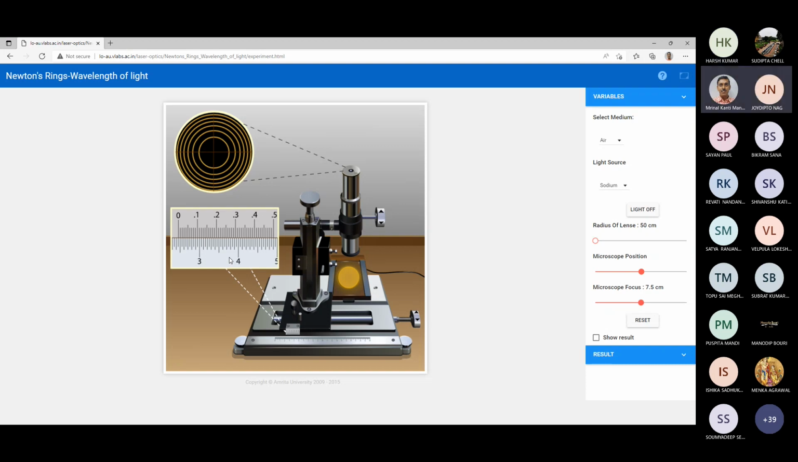Hello, you see, you have taken this reading. You notice my cursor. You have taken this reading in the left side, and you take this right side reading from this scale arrangement, and this difference gives you the diameter of the second ring. Similarly, you take the third position of this ring on the left side and the third position on the right side, and take the difference. That gives you the diameter of the third ring. Like this way you have to calculate.